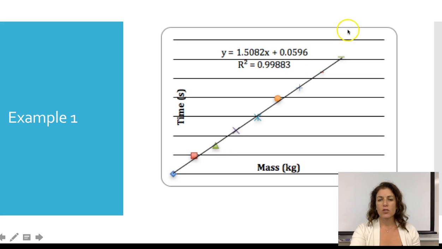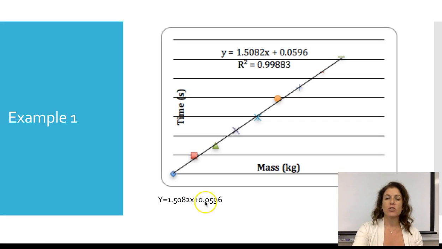This is the trend line from the graph on Excel. Here is the equation of the line. So how do we generate the mathematical model? You're looking specifically at this, y equals 1.5082x plus 0.0596. So this is y equals mx plus b. So first step is to just simply rewrite that equation. The second step is to type in or write in the variables that correspond.